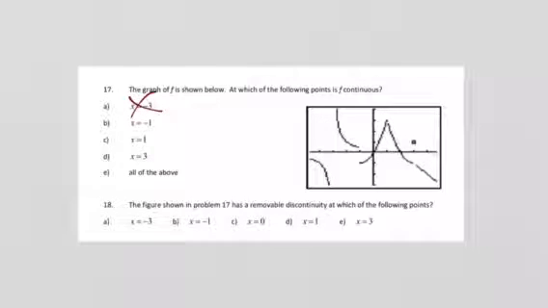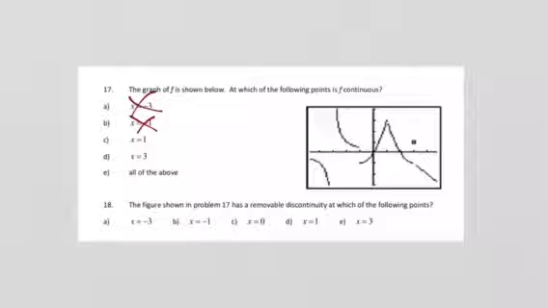All right, what about at x equals -1? At x equals -1, the function breaks apart. Remember, the definition of continuous, or the informal one, is that you can basically draw it without having to lift your pencil, which is certainly not possible here. So at -1, not continuous.